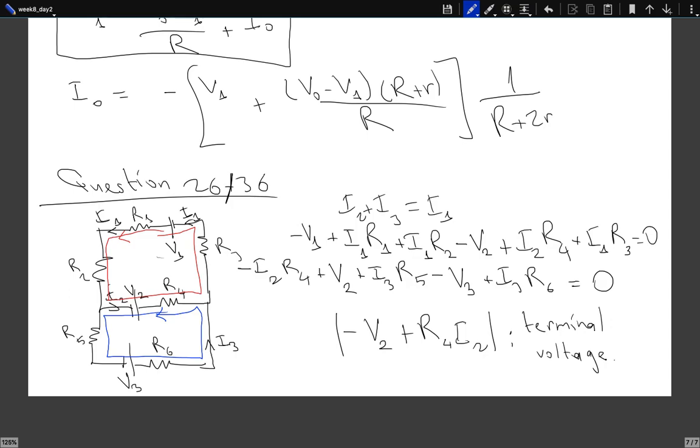V2 is the EMF of the battery. R4 is the internal resistance of the battery. Since there is a current running through your battery, the potential difference you will measure between the terminals will not be the EMF of the battery. It will differ from the EMF by this much.